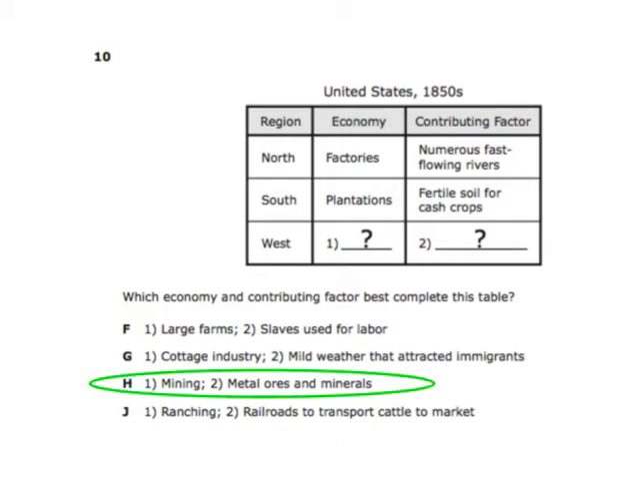Mining, remember, they mined for gold, specifically, is the one that we can remember because of 1849. Well, why did they have mining out West? Well, because they had things to mine, right? They had metal and ores and minerals.